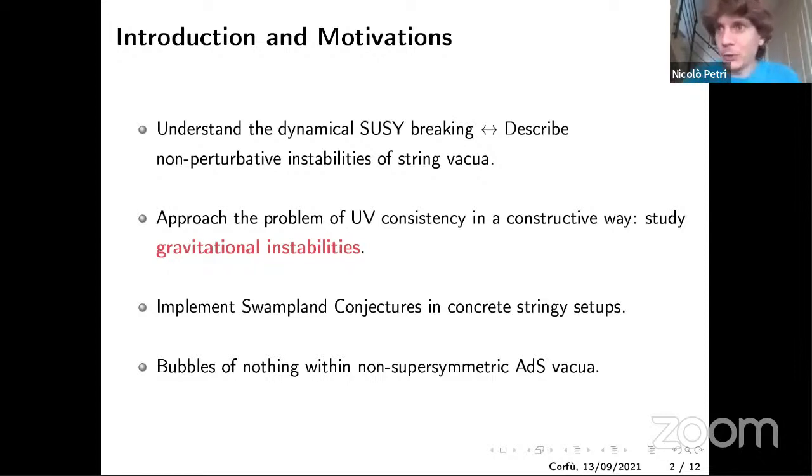So among the various conjectures, I would like to mention the first one, and maybe the most important one, the weak gravity conjecture, which admits, among various implications, the fact that those AdS vacua without supersymmetry should in principle decay once they are embedded in the full UV completed theory.